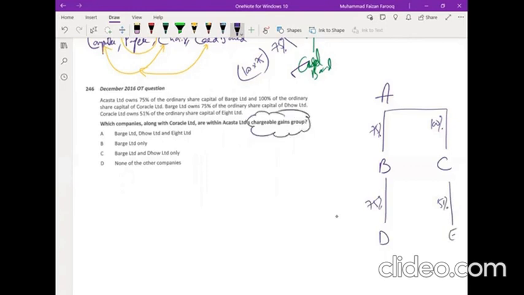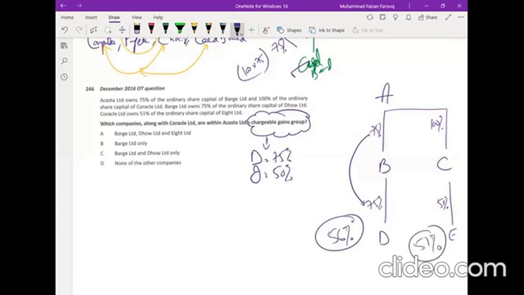What do they ask you, group relief or CGT group or normal group? Capital gains group means direct will be 75 and indirect will be 50. So first of all, you just calculate the indirect holding. Here it is 56% and here it will be 51%.